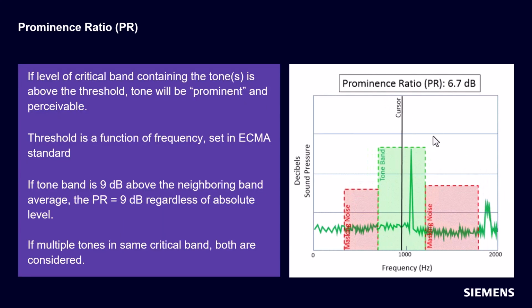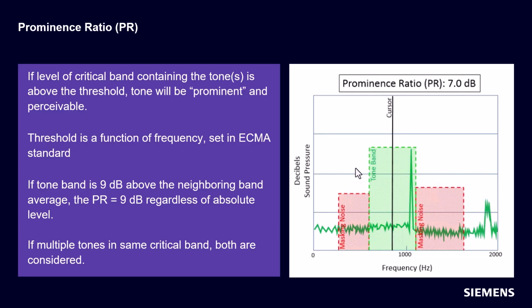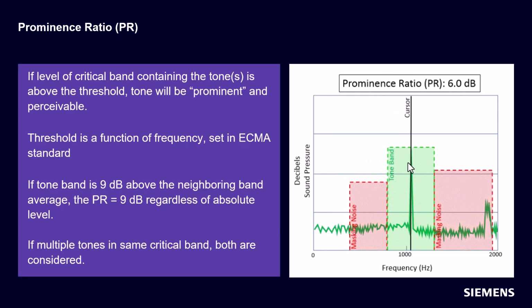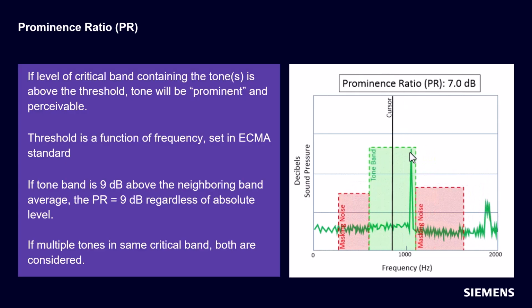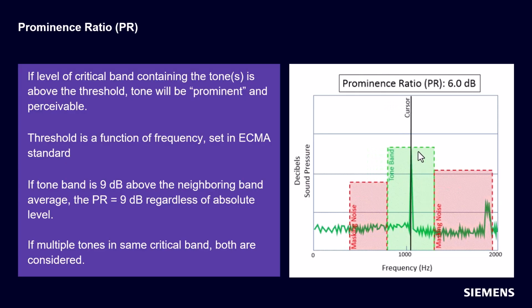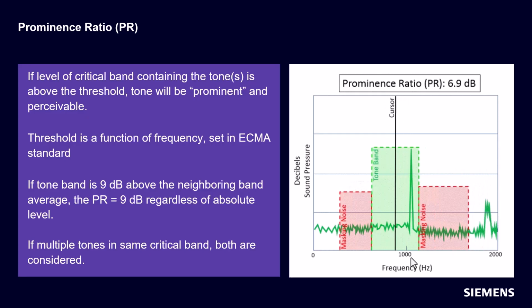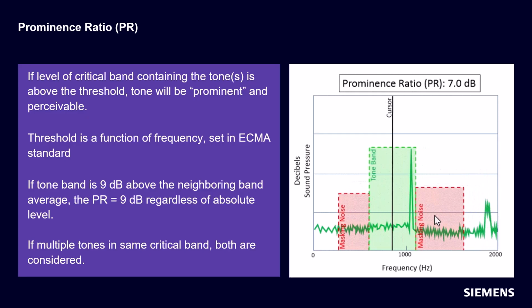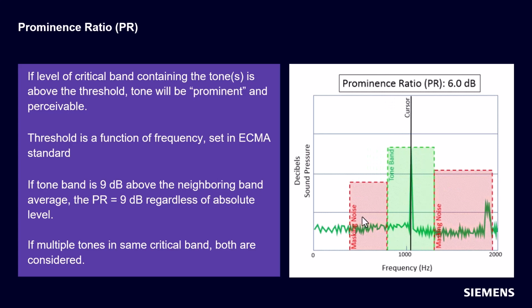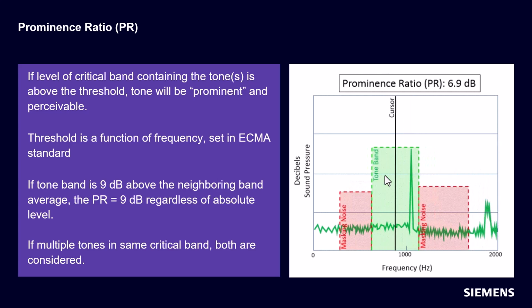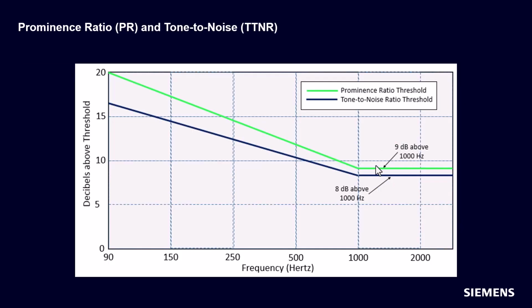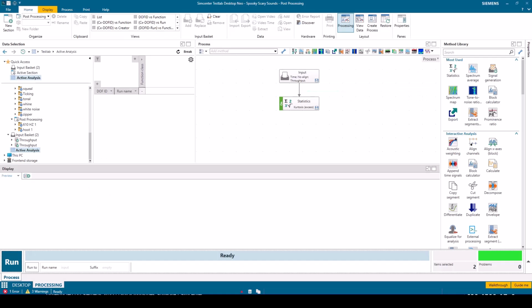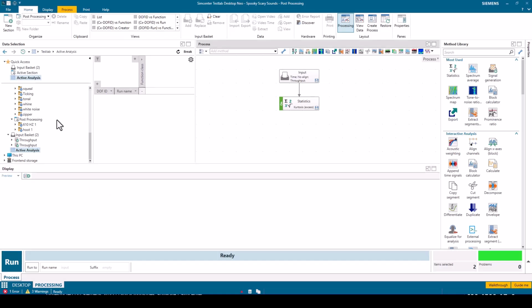So here, for example, the cursor is sliding around and my prominence ratio is going up even though I'm no longer centered on the tone. And the reason for that is the tone is still within this green band, so the total energy is still high, but I'm shifting my other noise bands around, and when I do that, the ratio increases, so my prominence ratio is higher. So we consider the prominence ratio 9 dB above 1000 Hertz. The rates look a little bit different. So let's take a look at what that looks like in Test Lab.